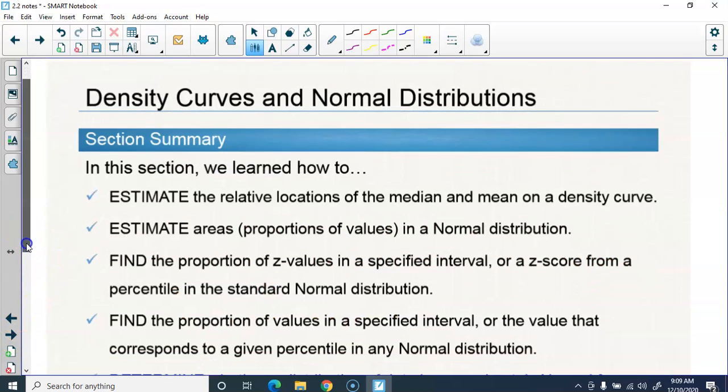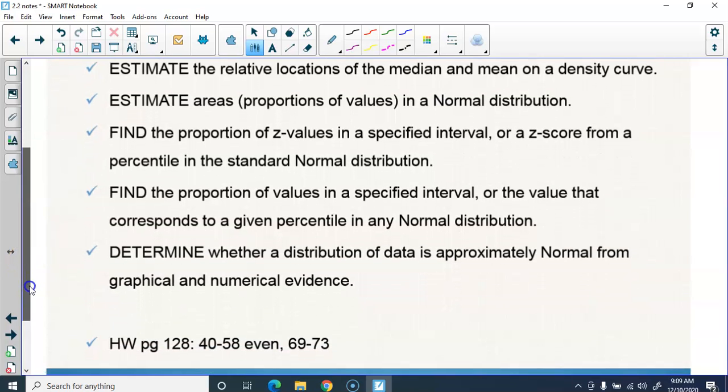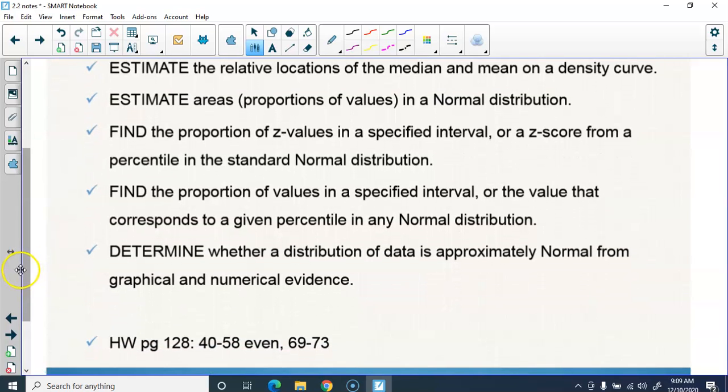So in this section we looked at relative locations on a density curve, estimated areas on a normal distribution, found proportions of z-values for a specified interval, found the proportion of values of a specified interval or a value that corresponds to a given percentile, and determined whether a distribution was normal based on the normal probability plot. So that covers our section 2.2, and we are completely done with chapter 2.